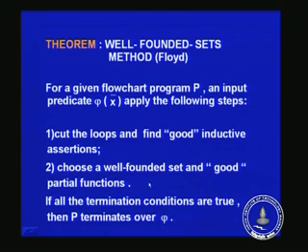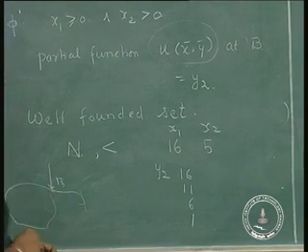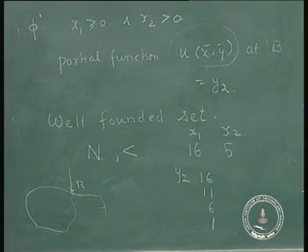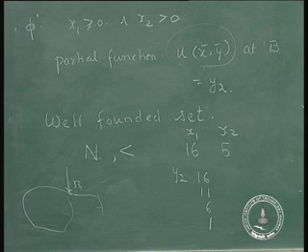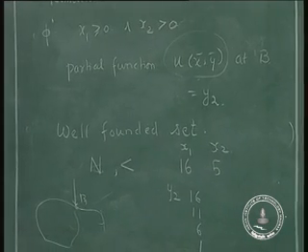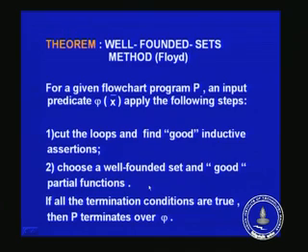The function which we defined here is a good partial function. What is a good partial function? When you start from a point and after executing the loop you reach the same point, it should keep on decreasing. Choose a well founded set and good partial functions. If all the termination conditions are true, then P terminates over phi.